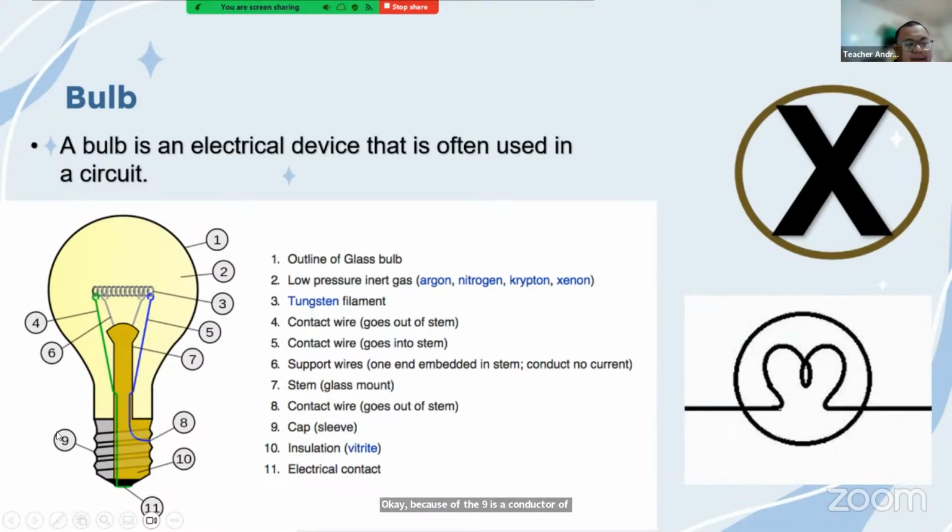So if I were to put two wires and a battery connected to this part here, number 9, current still passes through. It's just that the light bulb won't light up. The light bulb will only light up if one wire is put at number 8 and one wire is put at number 11. Then the light bulb will light up. All right, let's carry on.